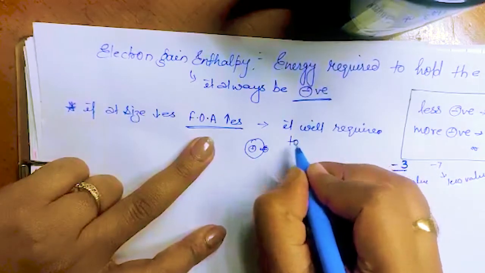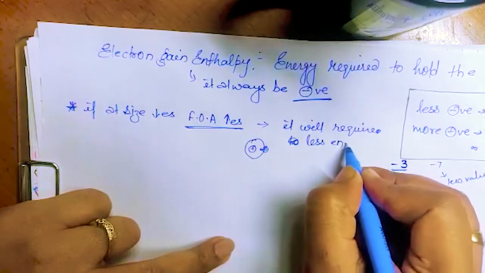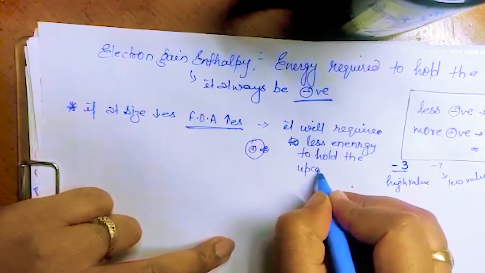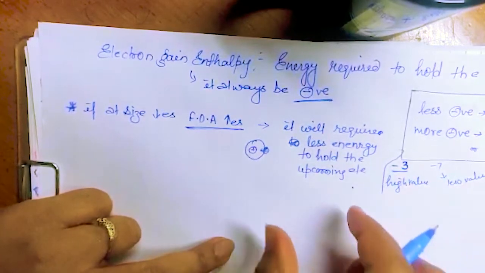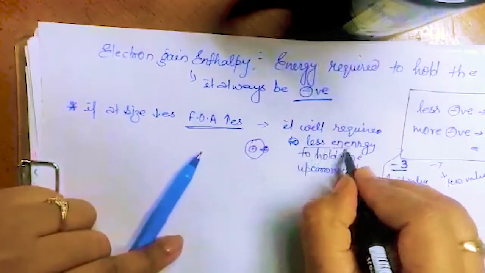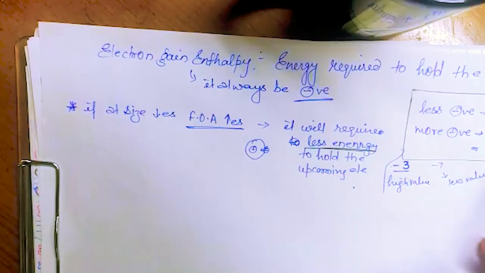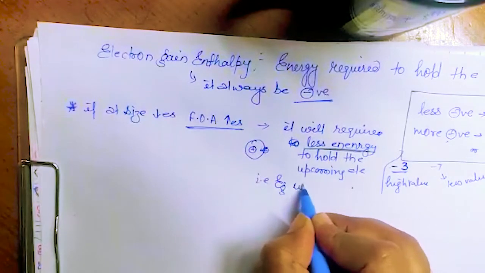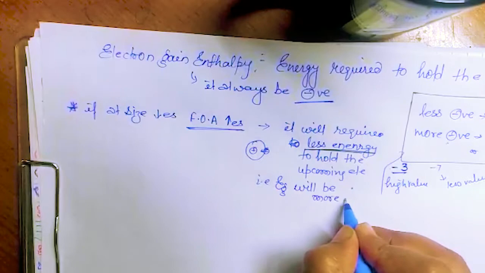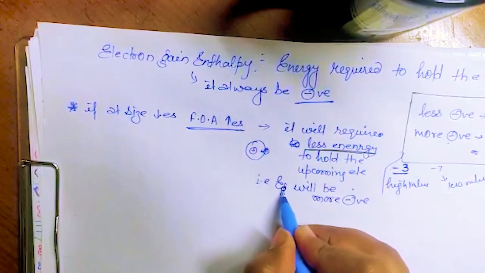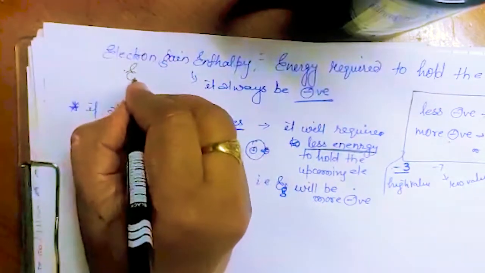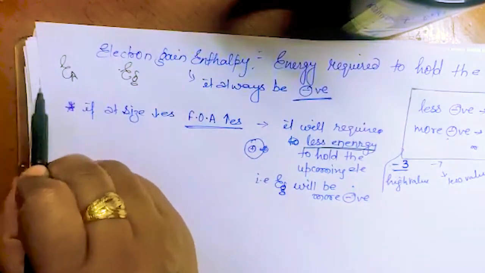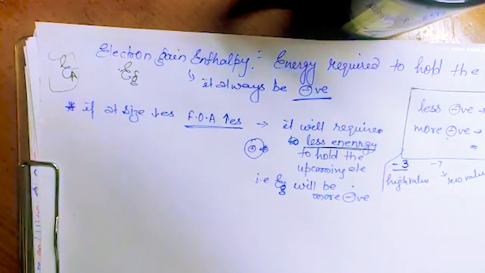It will require less energy to hold the upcoming electron. This point is clear. If it requires less energy, that means electron gain enthalpy will be more negative. I hope it is clear. Electron gain enthalpy is represented like this. Earlier it was denoted by EA, which is called electron affinity, but we don't have to use that. We have to use this one. Any doubt in this?